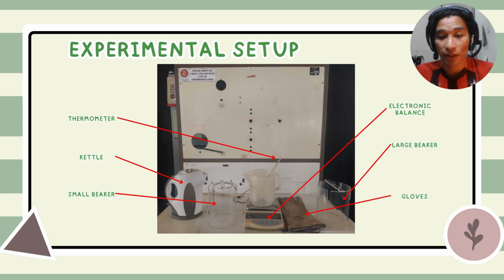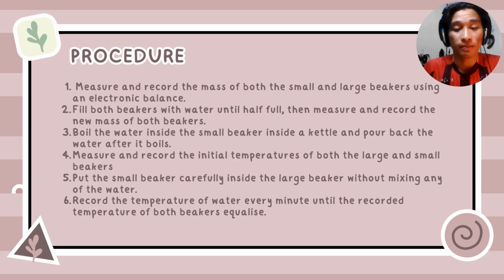For experimental setup, we use thermometer, kettle, small beaker, gloves, large beaker, and electronic balance. Next procedure. First, we measure and record the mass of both the small and large beaker using an electronic balance. Next, fill both beakers with water until half full, then measure and record the new mass of both beakers.